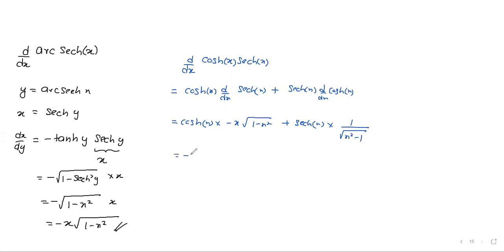We can write this one as minus x cos x the square root of 1 minus x squared plus sech x the square root of x squared minus 1, the square root of it. Yeah, that's how you need to get this.